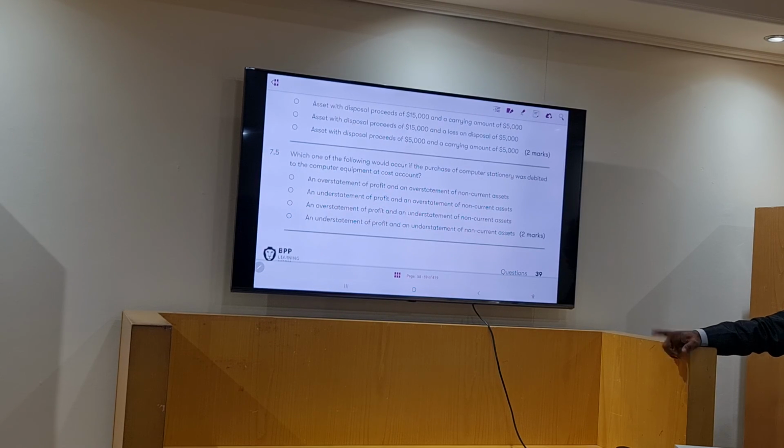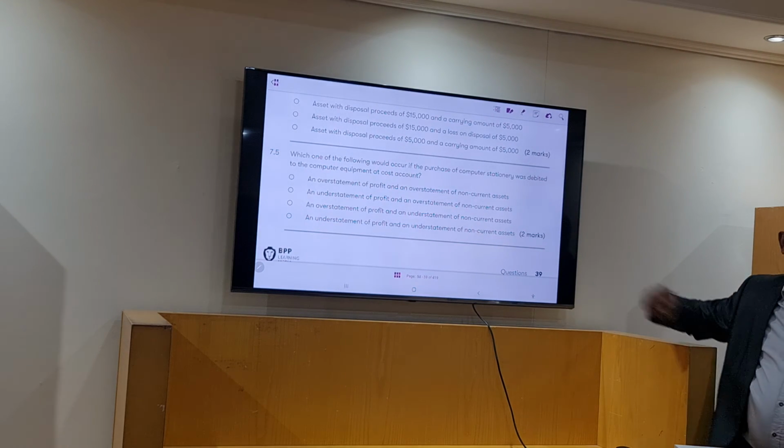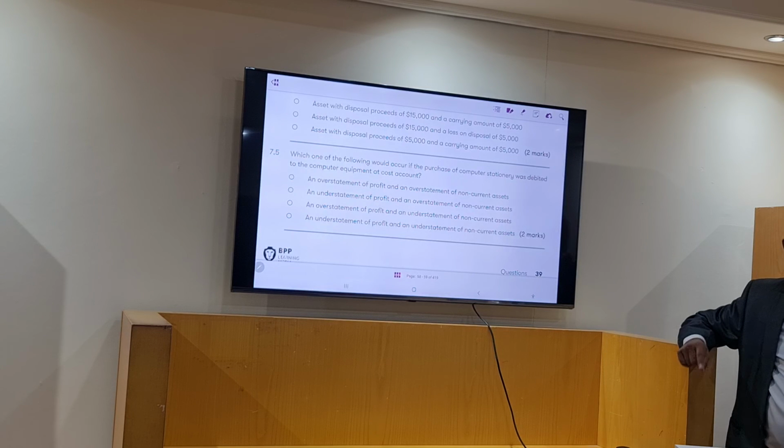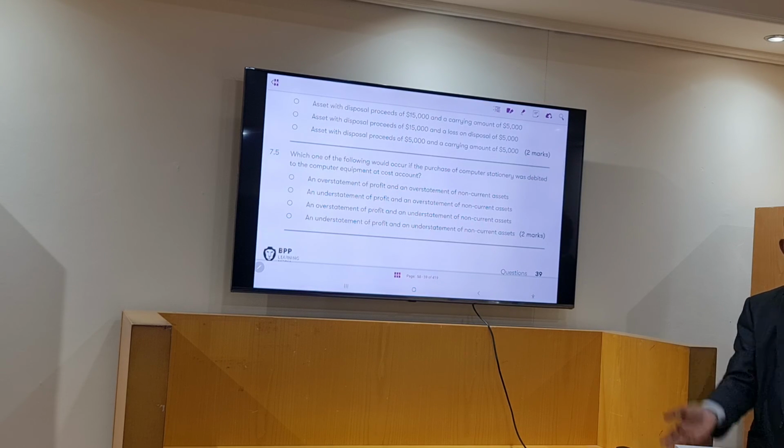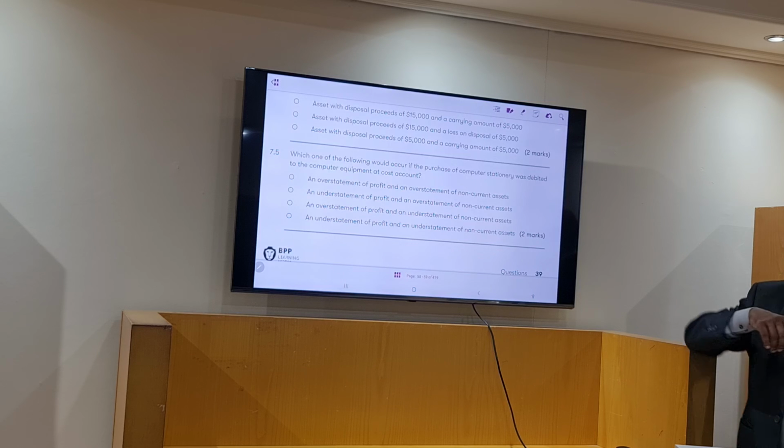Answer is second one only. Understatement of profit and overstatement of non-current asset. What they are doing is they purchase some computer stationery and they debit it to the asset account. So your asset value has increased. So overstatement of non-current asset. And it's an expense which is not recorded. So your expense is reduced. So when the expense is reduced, the profit goes up. So that is the answer to that question.